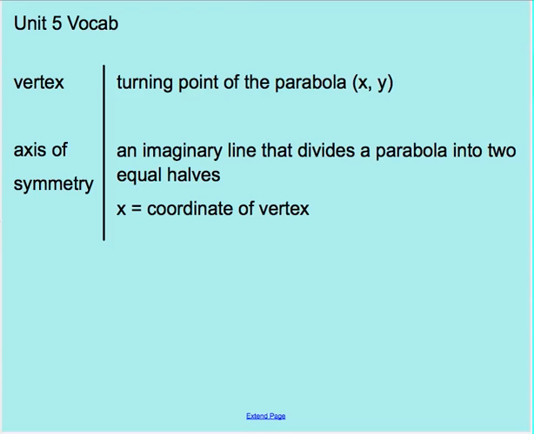We also briefly talked about the axis of symmetry. It's kind of an imaginary line right down the middle of a parabola, and it divides it into two equal pieces or two equal halves. The equation for the axis of symmetry, remember, vertical lines have an x equals equation. And the equation will be x equals the x-coordinate of the vertex. So we'll take a look at that as well.